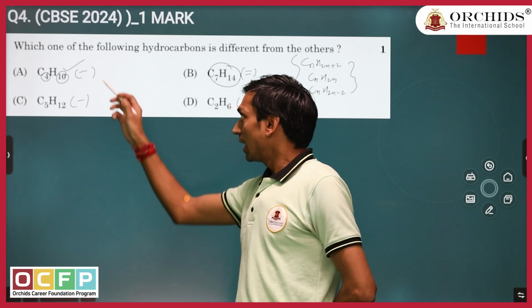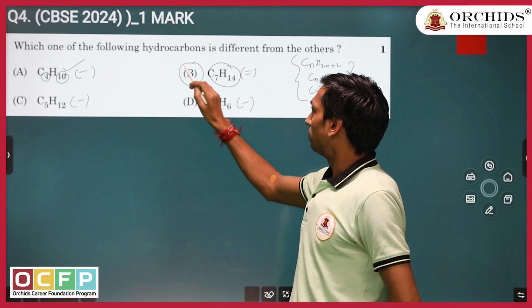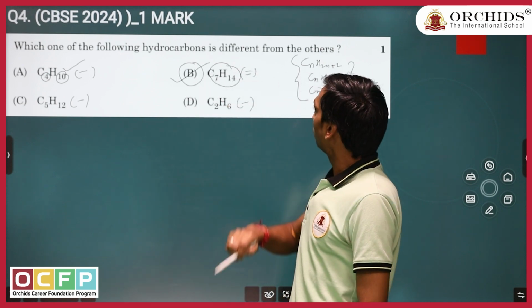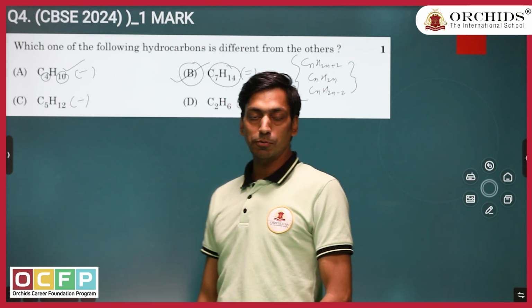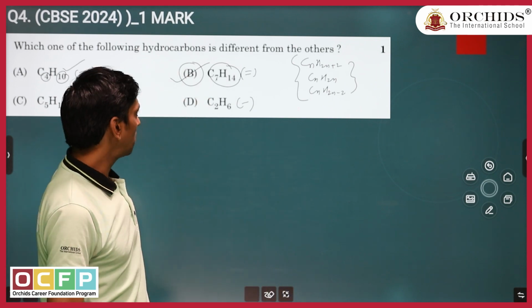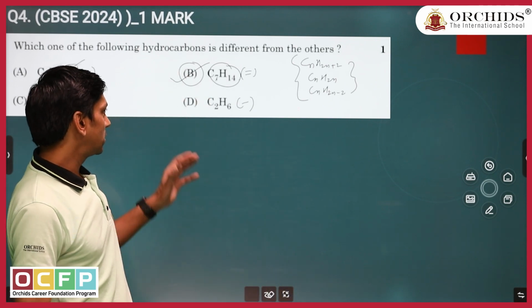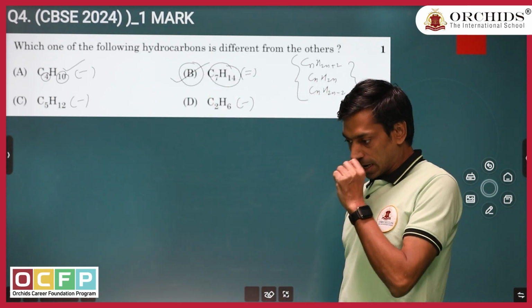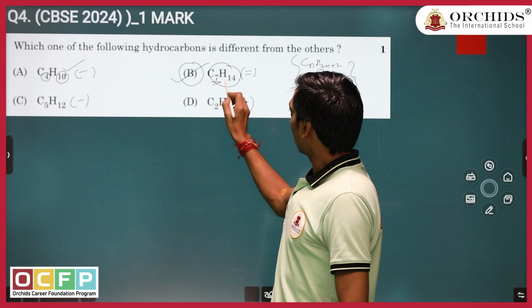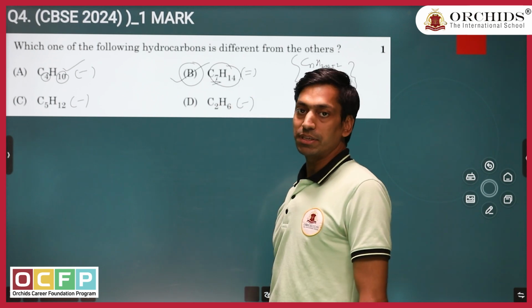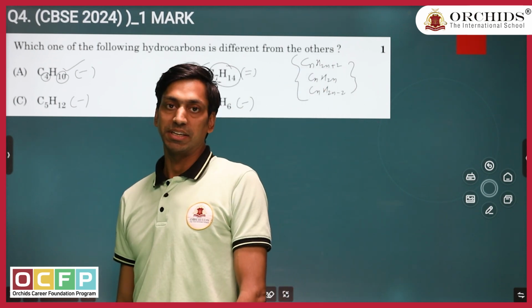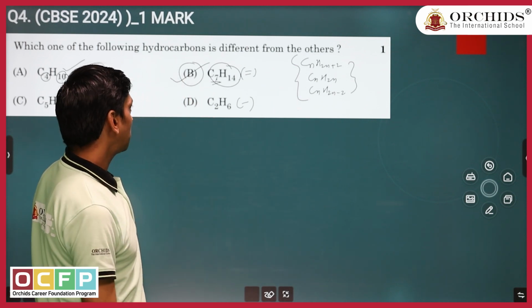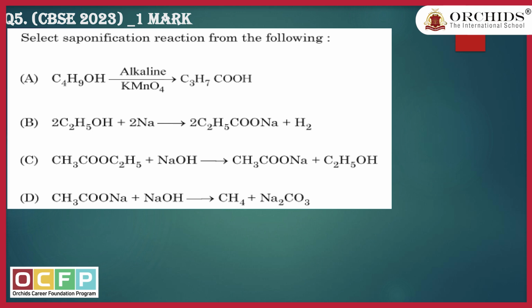They belong to the alkane series, and this B belongs to the alkene series, which is the different compound. So for this question number 4, the different compound other than these three compounds is option B. And the name of this compound: 7 carbon atoms we are having, so heptene. The suffix for alkene is -ene, so the name of this compound is heptene. Next question.